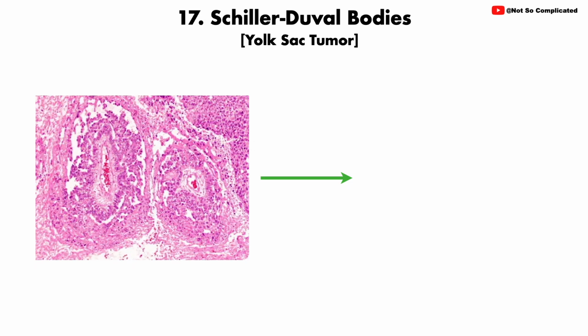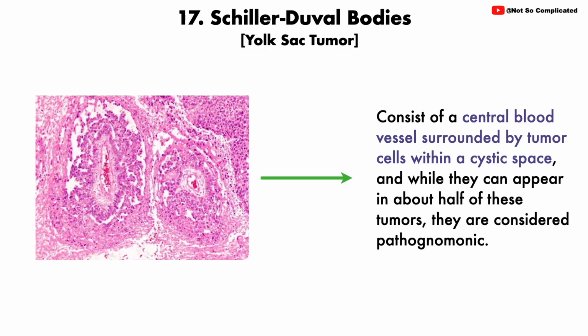You can see the white spaces in the figure right here, all right? So this is a three-level structure. It consists of a central blood vessel surrounded by tumor cells that is within a cystic space. And while they appear in only about half of these tumors, they are considered pathognomonic.